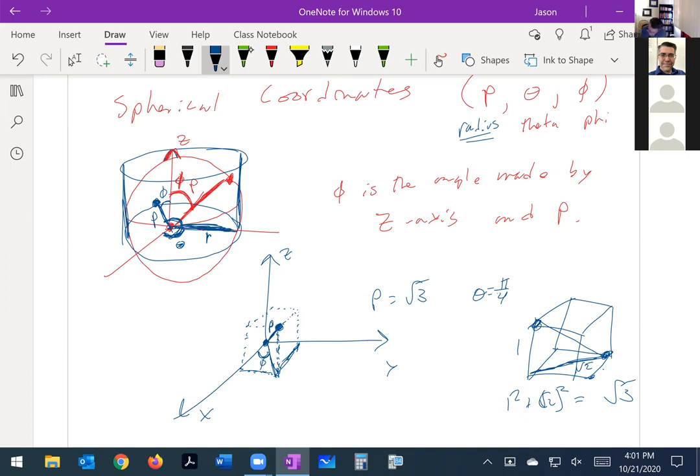I'm not even going to try to figure out what phi is. Oh no, I could probably figure it out, because this is 1, this is 1. So what's the angle made here? What is that angle?